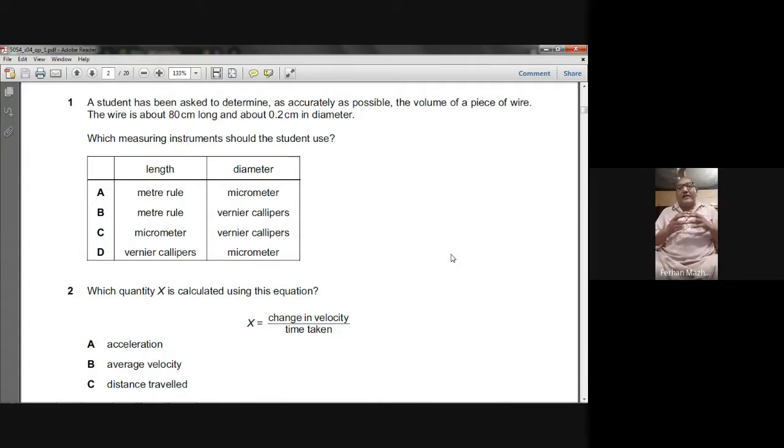You see, the length is 80 centimeter long. So for this, we can use a meter rule. And for measuring the diameter of a wire, we always use a micrometer. So I think that the best choice will be A choice.